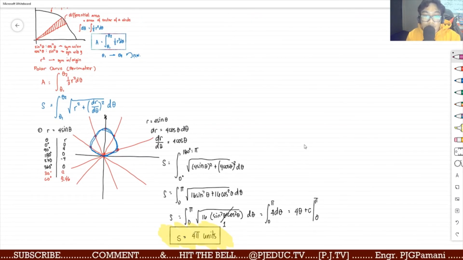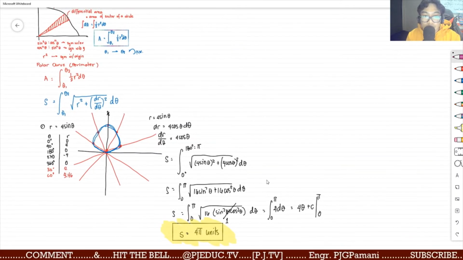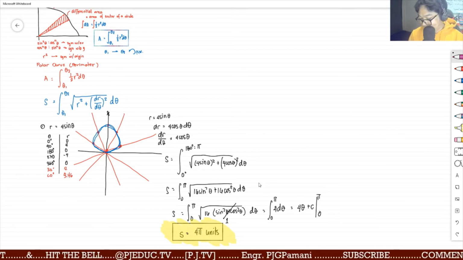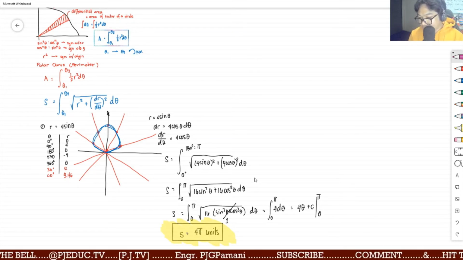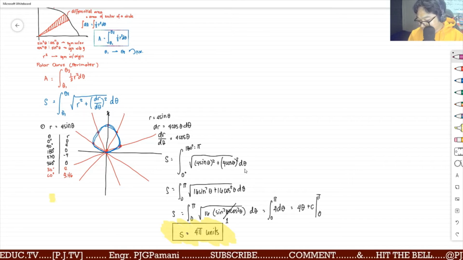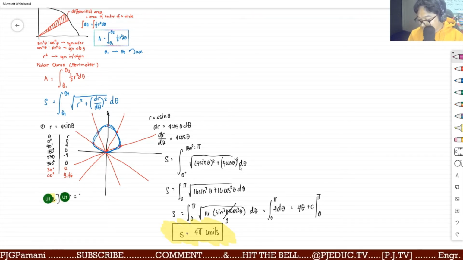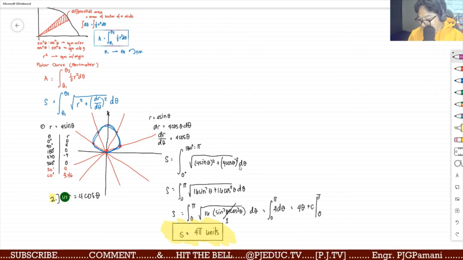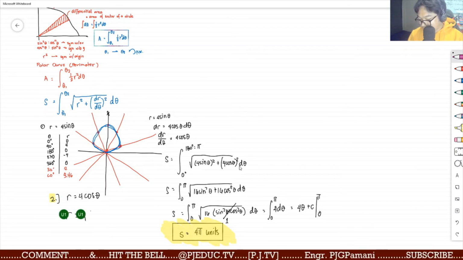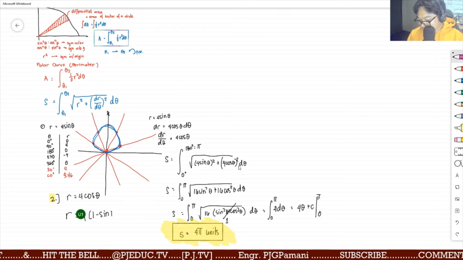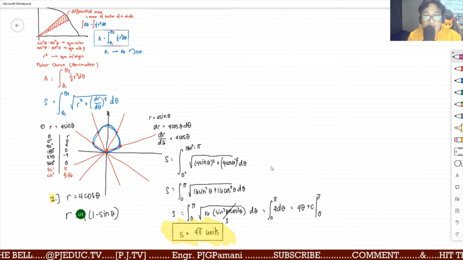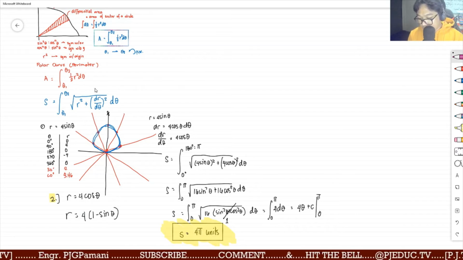That'll serve as our final answer for this problem. So yan na yung inyong perimeter. On your own, try to solve the perimeter of these given problems: r equal to 4 cosine theta and r equal to 4 times 1 minus sine theta, by applying the same concept in solving the perimeter of a polar curve.